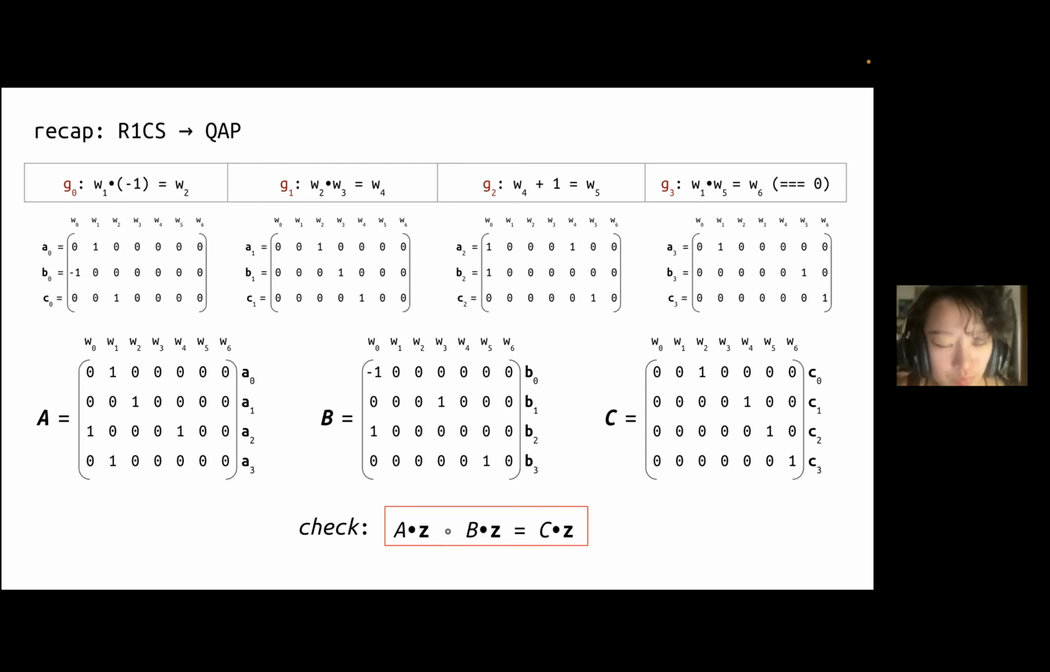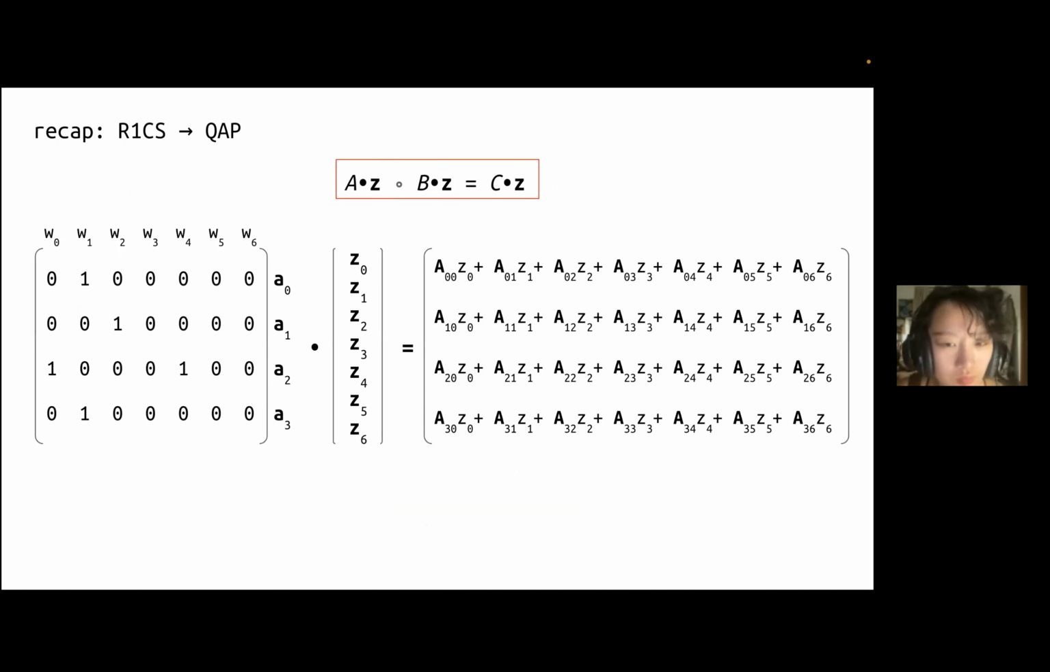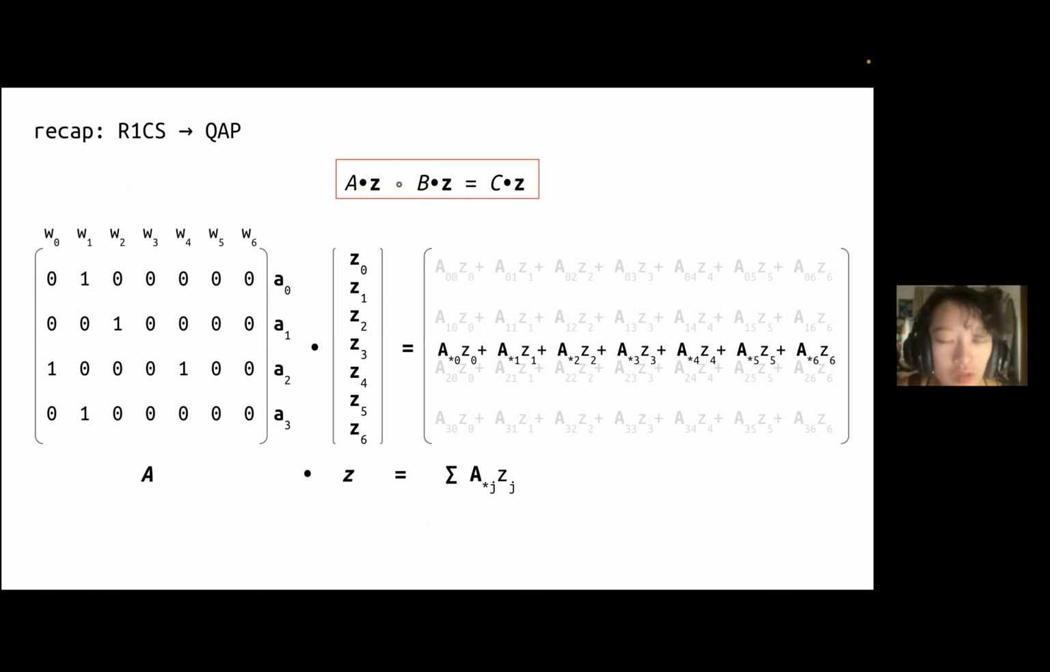So from this point, the question is, how do we efficiently check this QAP? How we do this is we encode the QAP, first of all, as a polynomial identity. So from a matrix identity to a polynomial identity.